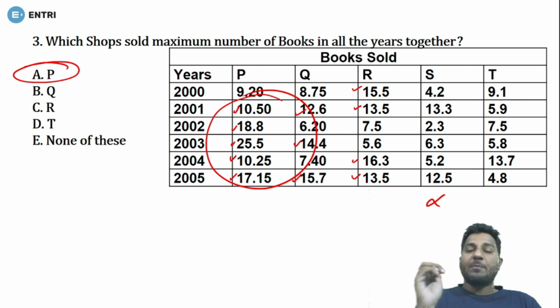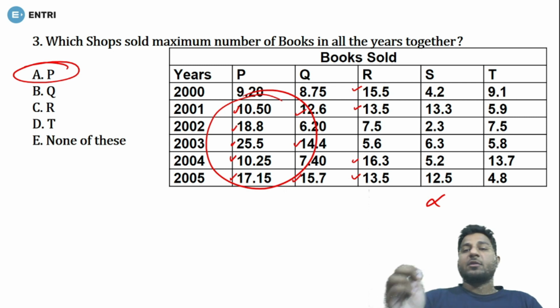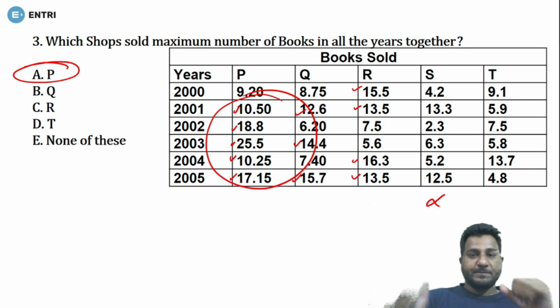Okay. Because shop P looks like it has sold the maximum number of books over all the years. So you can use your mind to eliminate through the options as well. All right. I believe none other than shop P will have sold the maximum number of books. Okay.